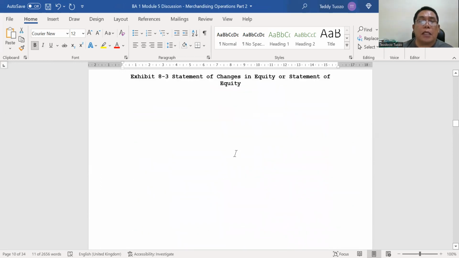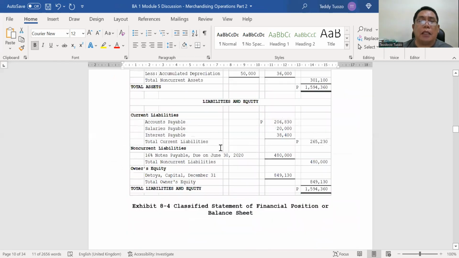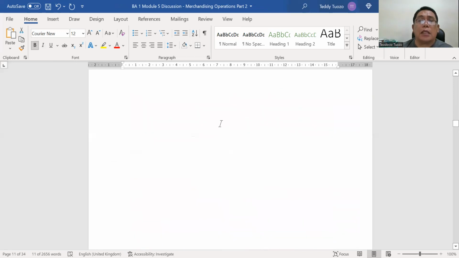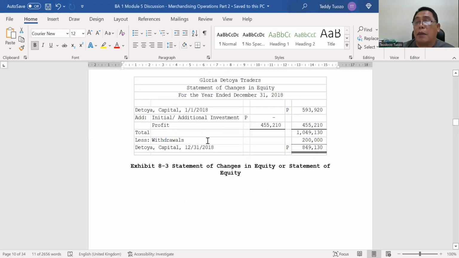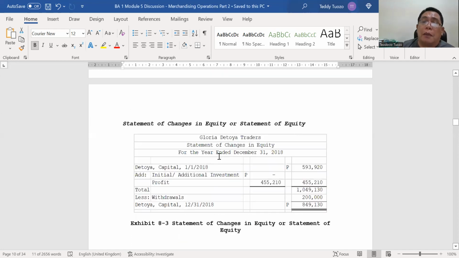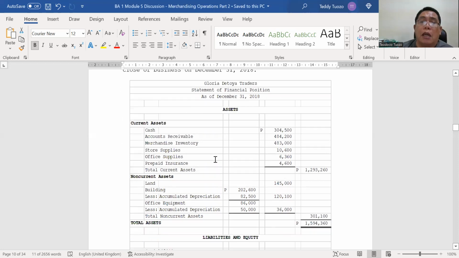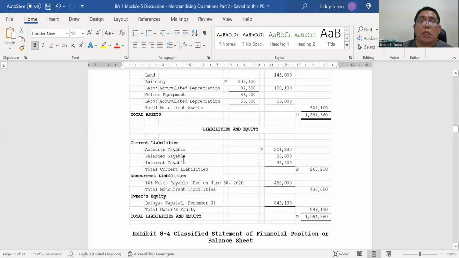So I have also here the statement of changes in equity. It's the same as our service concern, no change. No additional account is being introduced here. Only the income statement and the balance sheet have new accounts. What is new here is only the merchandise inventory account for the statement of financial position or the balance sheet.